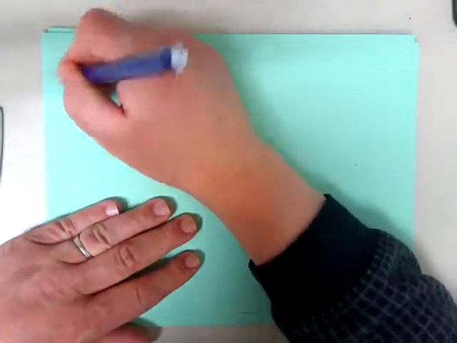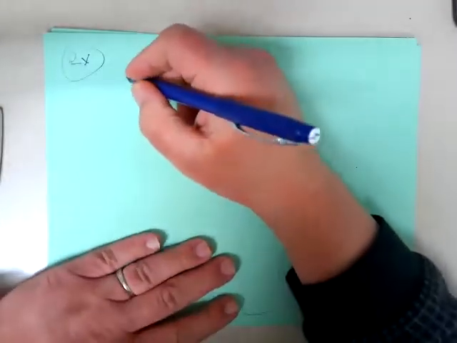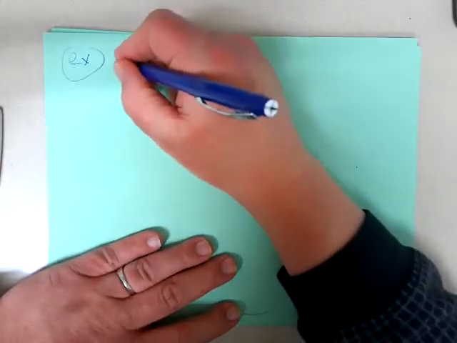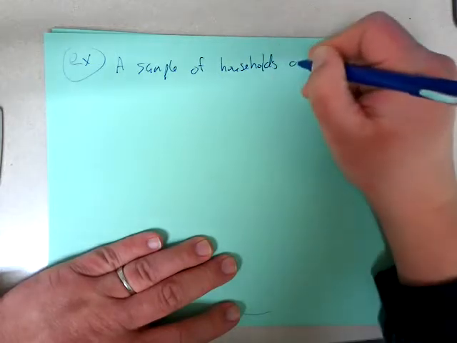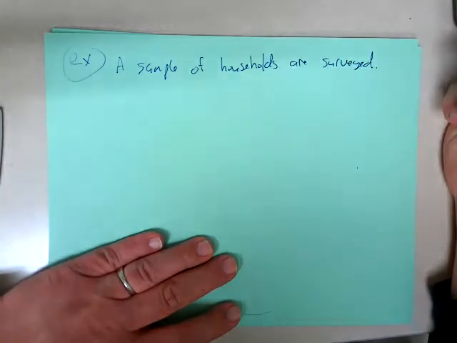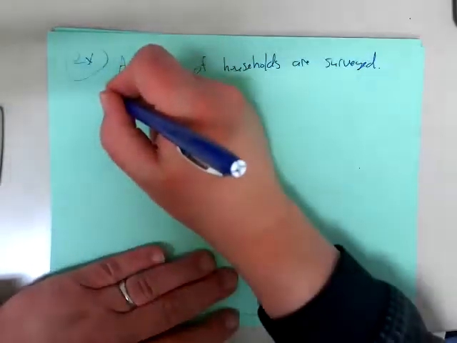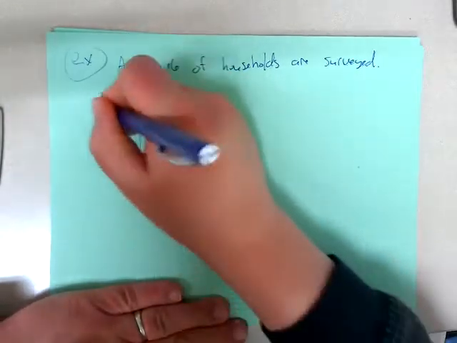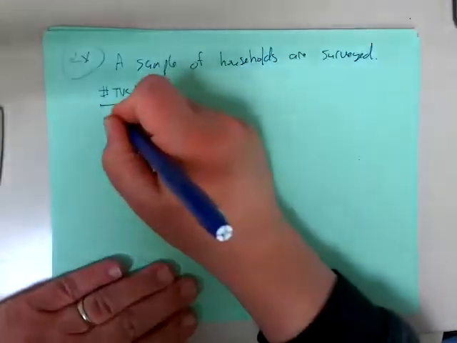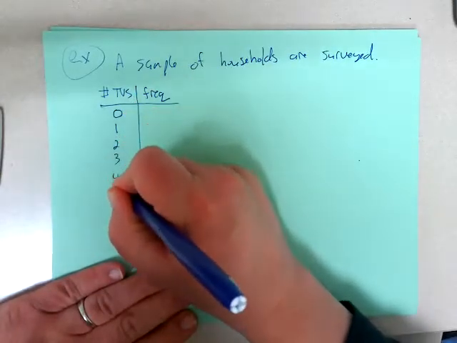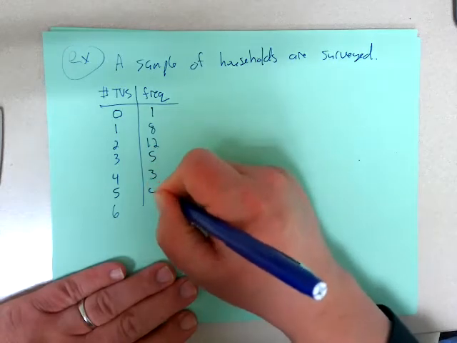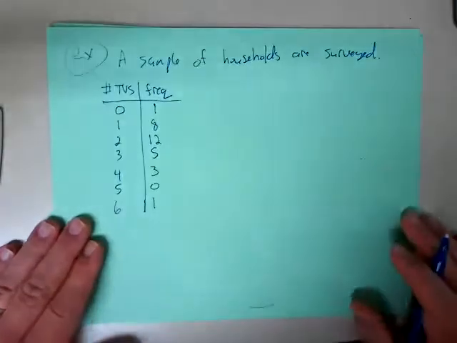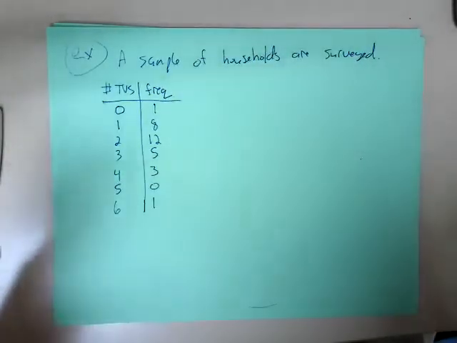Let's do another example of a probability distribution. I'm going to use a frequency distribution here. Let's say a sample of households are surveyed, and they're asked how many TVs they have, and then they take the data they get and organize it into a frequency distribution. Let's say the possible values are 0, 1, 2, 3, 4, 5, 6, and the frequencies are 1, 8, 12, 5, 3, 0, and 1. So this is a frequency distribution giving us the data for this particular data set.